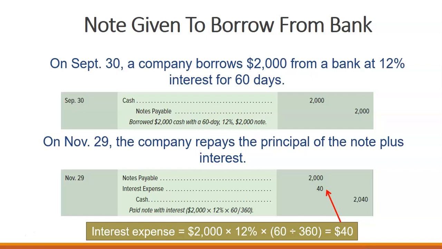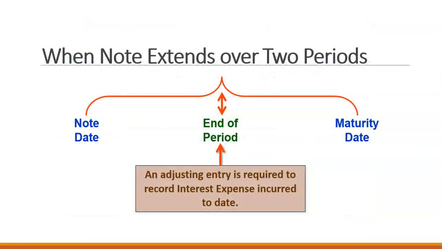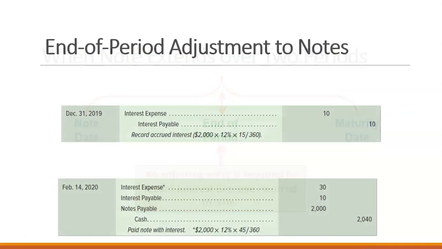Notes also have to have an adjusting entry. So when a note extends over 2 periods, then we need to record an adjusting entry to record that interest expense for our matching principal. So if we are doing yearly adjusting, so on December 31st is our adjusting entry, or we're doing monthly adjusting, so at the end of every month, we would have an adjusting entry.